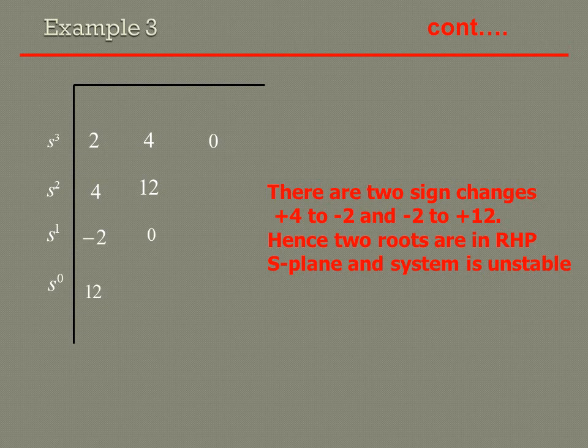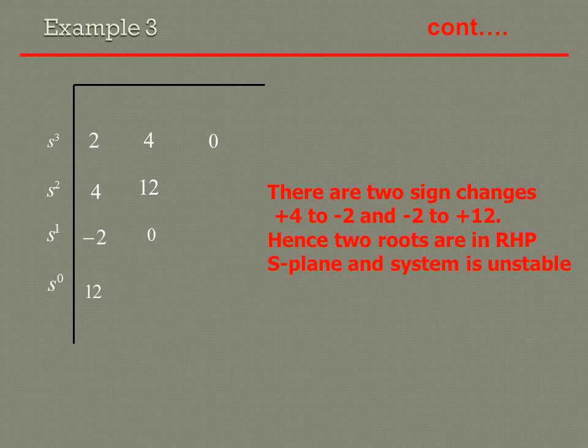Again from minus 2 to plus 12, the sign has changed a second time. Hence, there are two sign changes. So ultimately the system will be unstable, and since there are two sign changes, there will be two roots in the right half plane of the S-plane.